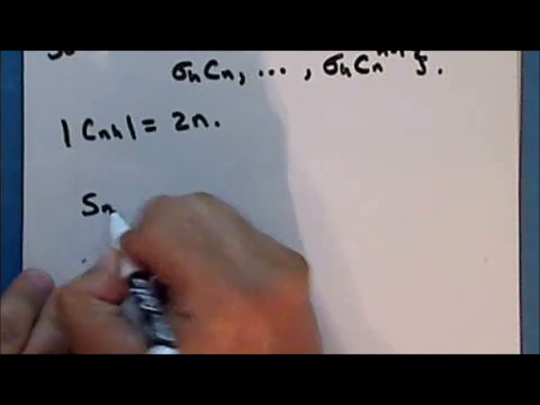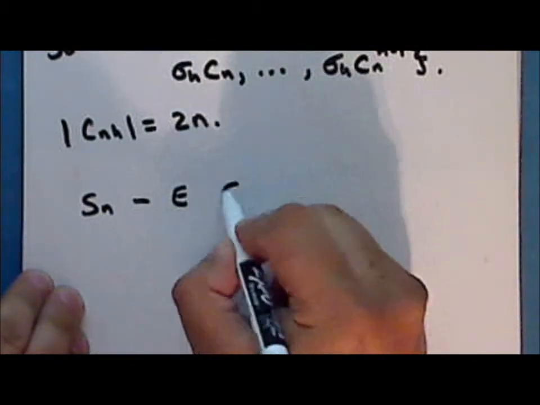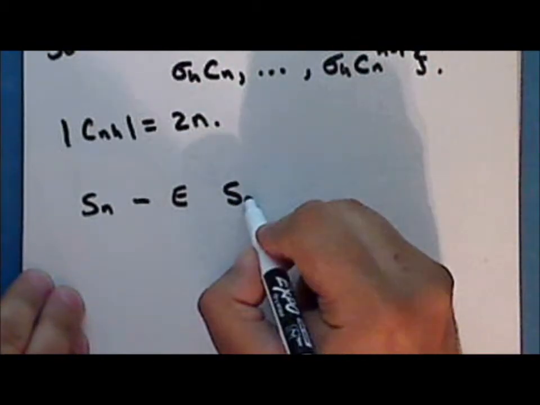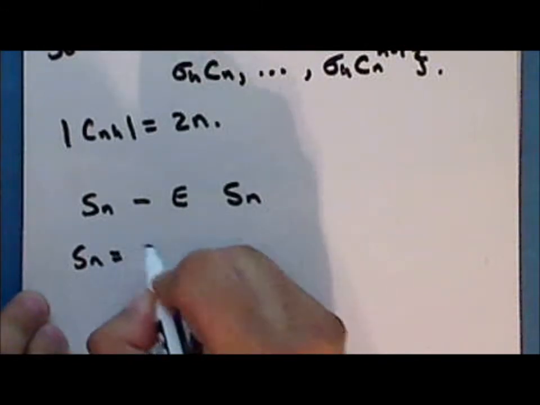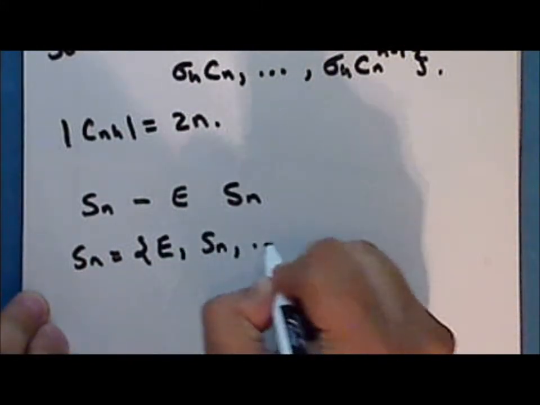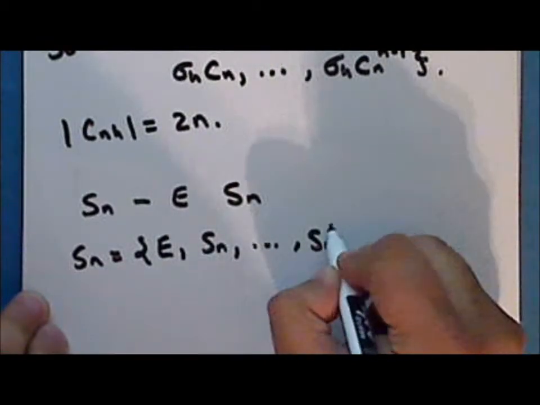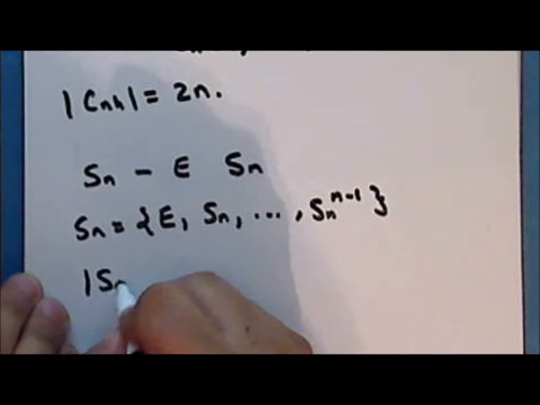Now the S_n point group has a single improper axis of rotation, and so the group contains the elements the identity, S_n through S_n to the power of n minus 1, so that the order of the S_n point group is n.